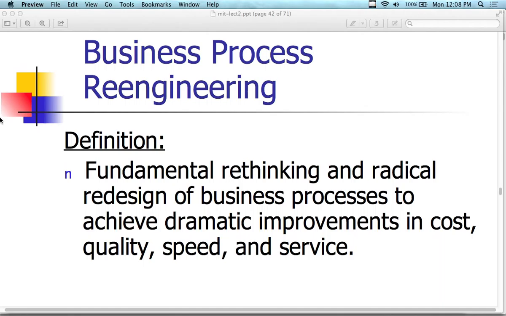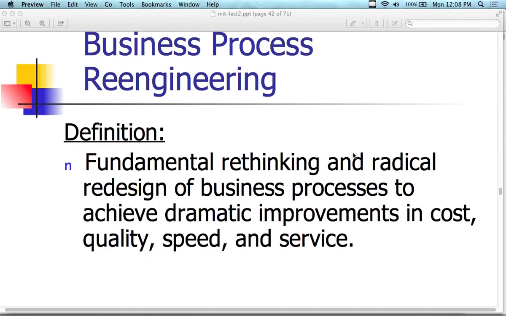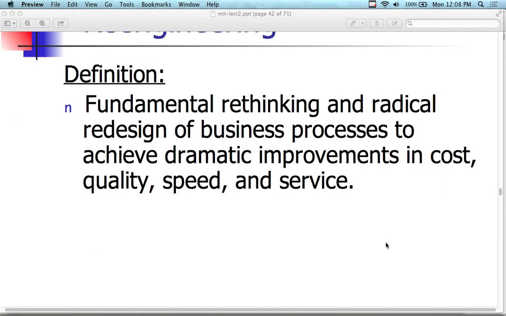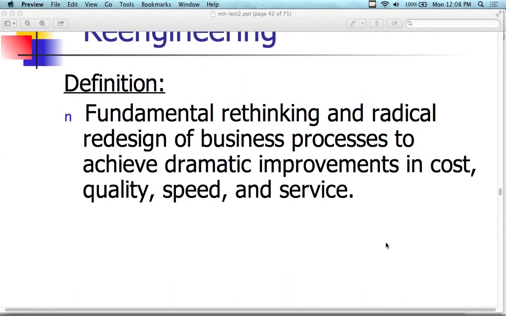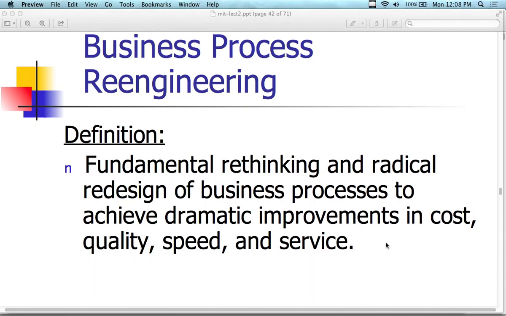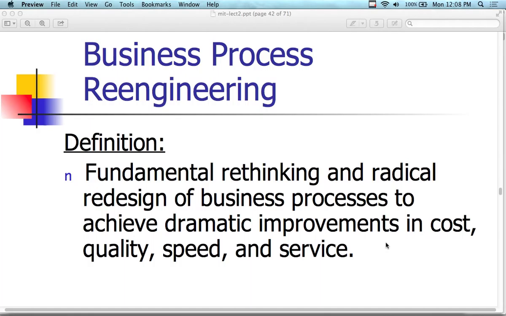So the textbook definition of business process reengineering, BPR, is basically the fundamental rethinking and the radical redesign of business processes to achieve dramatic improvement in cost, speed, service, quality, something like that. But before I switch to a totally different concept here, these are usually done by mostly engineering managers who come in and take a look to see what's going on. You think about it and you go, well, I'm an engineering manager, why am I doing BPR?